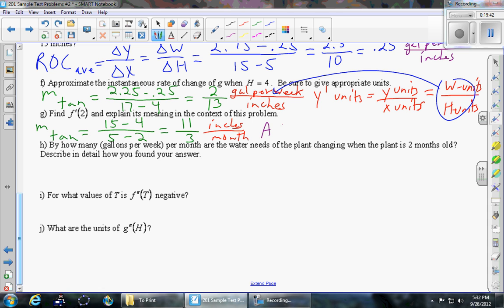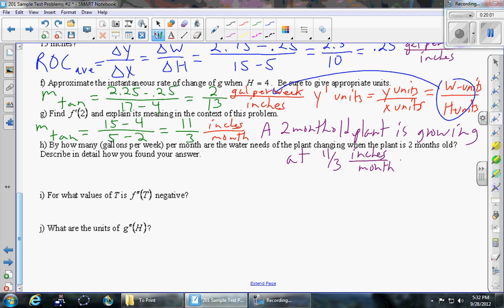A 2-month-old plant is growing at about 11/3 inches per month. And if we looked at a 3-month-old plant, it could be a completely different growth rate. We're just looking at that plant that is exactly 2 months old. It's on its 2-month birthday. And at that moment in time, the growth rate appeared to be about 11/3 inches per month.